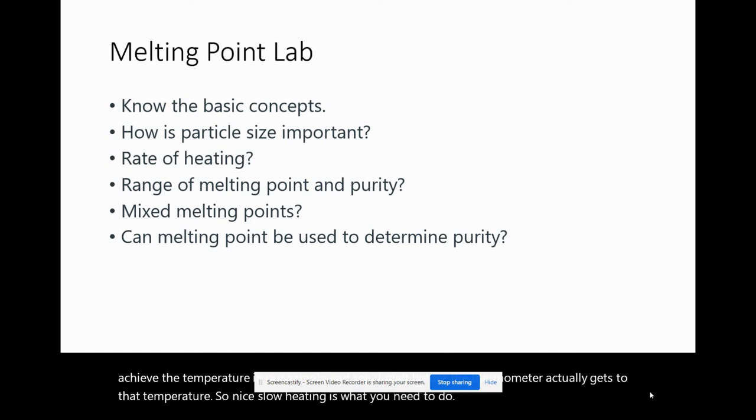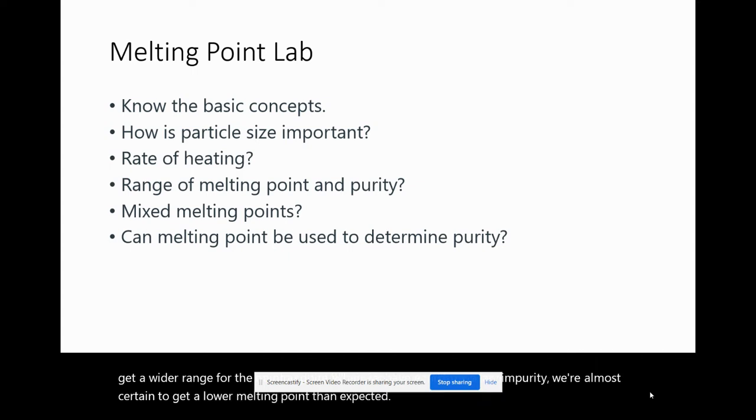The range of the melting point and the purity. Sometimes when we have an impure sample, we'll get a wider range for the melting point. When we have a mixture or an impurity, we're almost certain to get a lower melting point than expected.